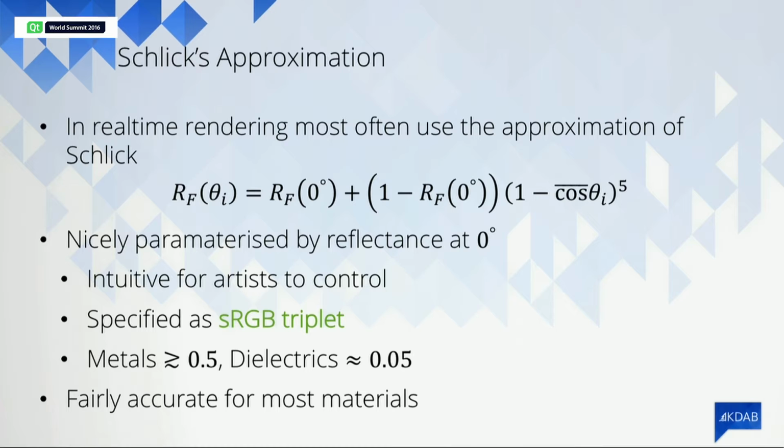So we specify this RF of 0 degrees as an RGB triplet, often specified in the sRGB color space, so we have more precision at the lower end. And typical values are metals tend to be greater than roughly 0.5. Dielectrics are around 0.04 to 0.08, thereabouts. Gemstones and semiconductors are somewhere in between.